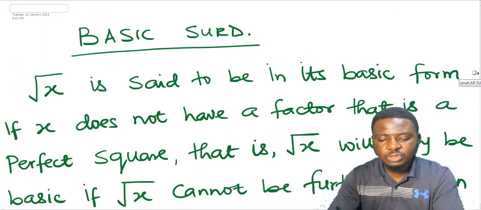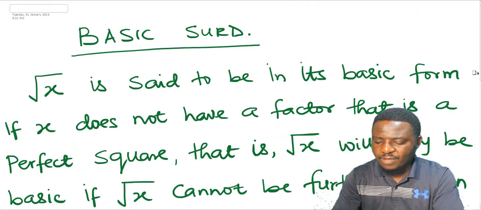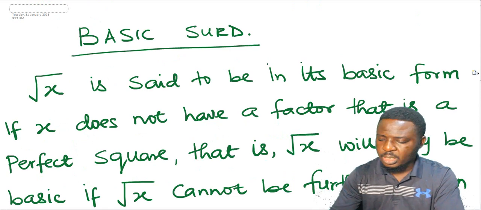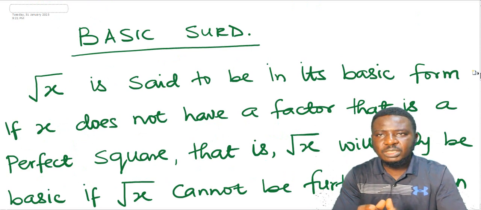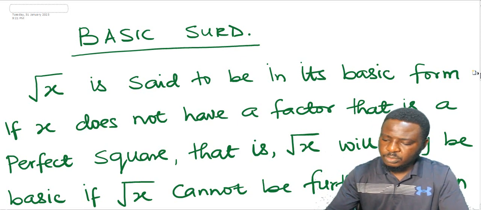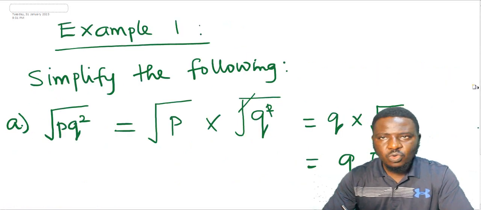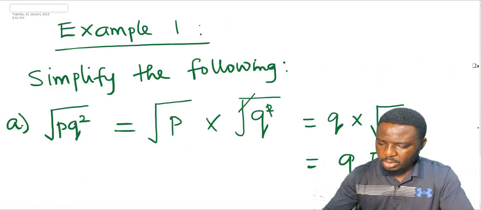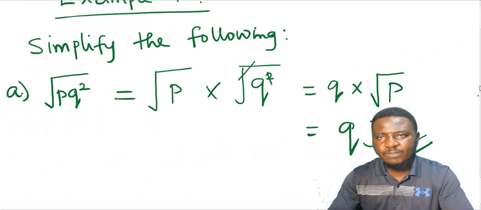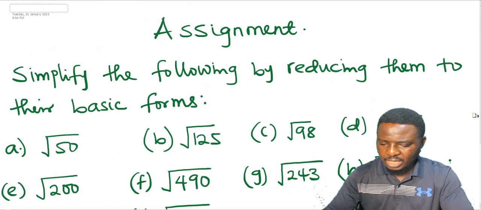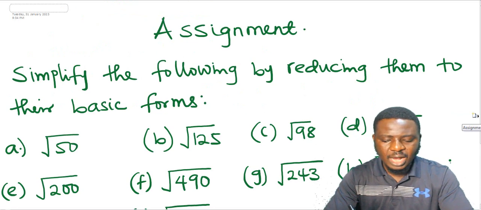We looked at the basic surds, which I said root x is said to be in its basic form if x does not have a factor that's a perfect square. And I also showed you how to convert from single surd form to basic surd form, and how to convert from basic surd form to single surd form. I gave you examples, about 4 or 5 of them, on how to simplify obeying these simple rules of surd. I also left the class with an assignment where you are asked to simplify the following by reducing them to their basic surd forms.